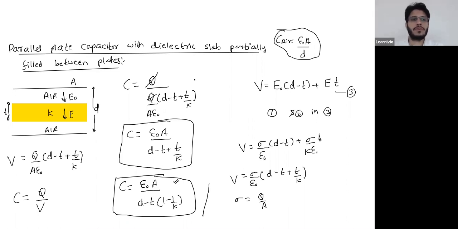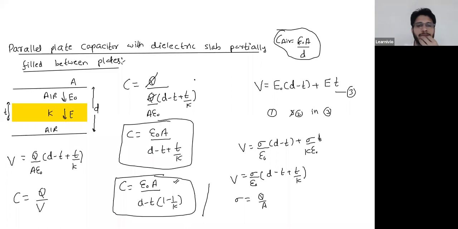C air is more. Okay, Fatma, can you compare C and C air? This is C, epsilon naught A over D minus T into 1 minus 1 by K, and this is C air, which is epsilon naught A by D. Which one is greater? C air is less. C air is less.